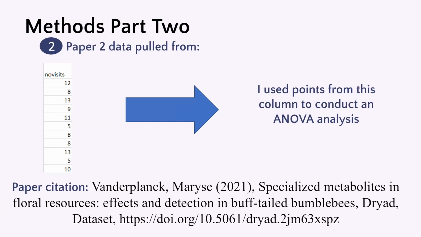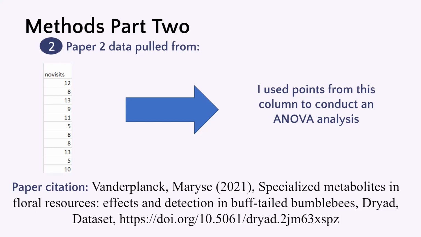Now, I was lucky enough that my second paper had a very similar variable, so I did not have to conduct any sort of variable comparison calculation. This paper comes again from Dryad. It's titled Specialized Metabolites and Floral Resources, Effects and Detection in Buff-tailed Bumblebees. And again, the table is very similar. You don't see the x-axis, but it does show which treatment, which plant is being given.